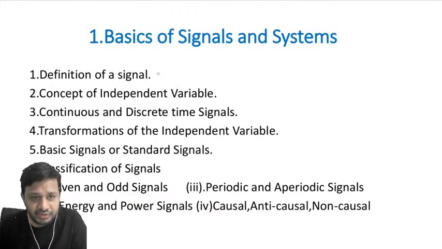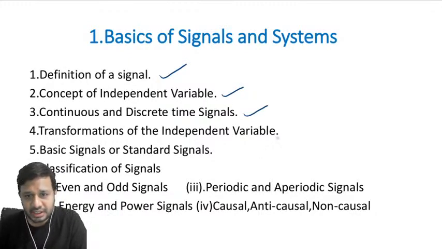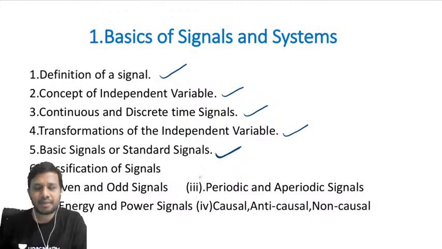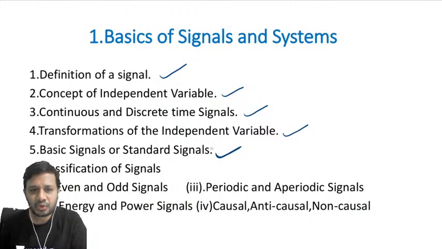First of all, we'll see the definition of a signal, concepts of an independent variable, continuous and discrete time signals, transformations of the independent variable, basic signals. Basic signals means the step signals, impulse signals, signum, ramp signals, their properties, how to draw, how to add, how to subtract, how to multiply, and classification of signals. So what are even and odd signals, periodic and aperiodic, energy and power signals, causal, anti-causal and non-causal signals.